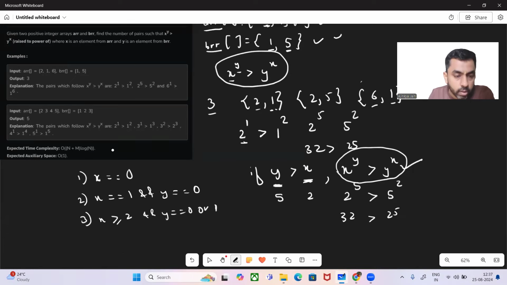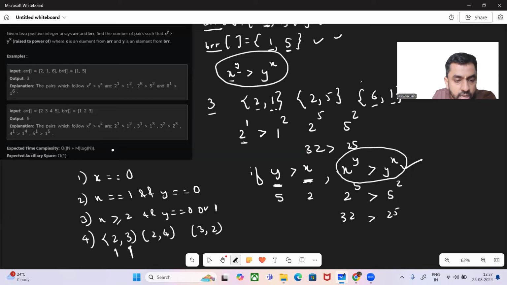Now the fourth exception is what? The fourth exception is, for example, for such pairs: 2 comma 3, 2 comma 4, and 3 comma 2. In this case, y is greater than x, but still this condition is going to be violated. For example, 2 to the power 3 and 3 to the power 2, what is it going to give us? It is going to give us 8 and 9. Here this is not greater, it is lesser.